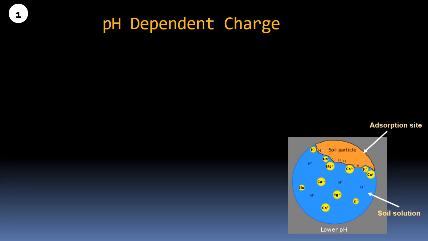In the condition of a pH dependent charge, what is happening depends on the pH. If the pH increases, you generate negative charges. If the pH decreases, you generate positive charges. So you see that it depends on the pH to create negative or positive charges. And I'm emphasizing that pH dependent charges most commonly happen in 1-to-1 type clays like kaolinite. It happens also in aluminum and iron oxides, colloids, and also in the organic colloids.